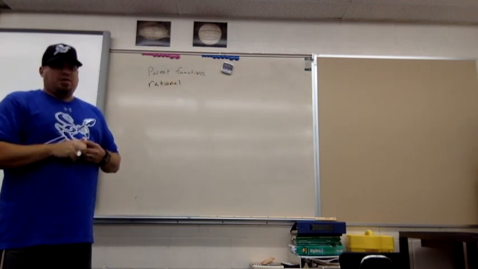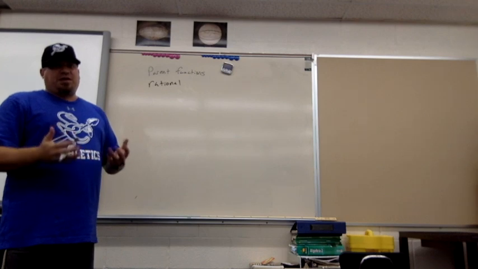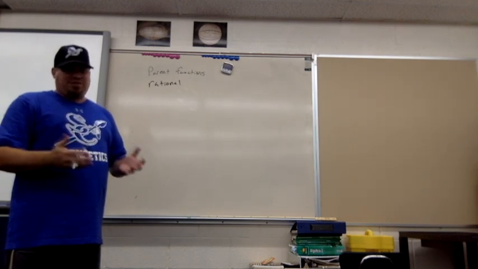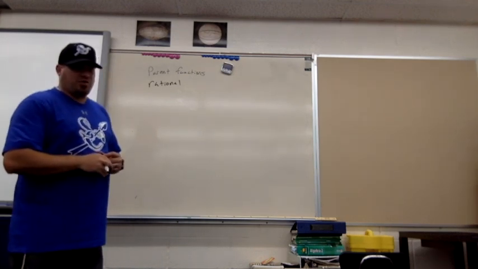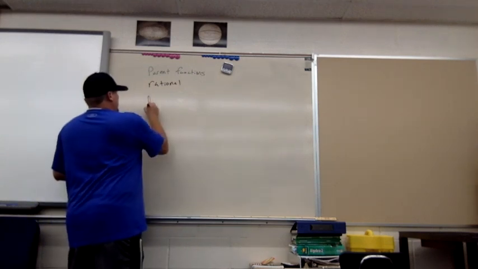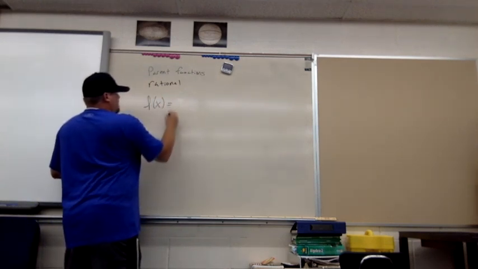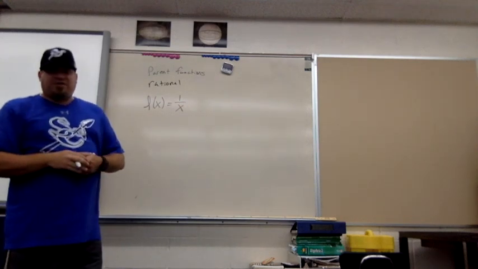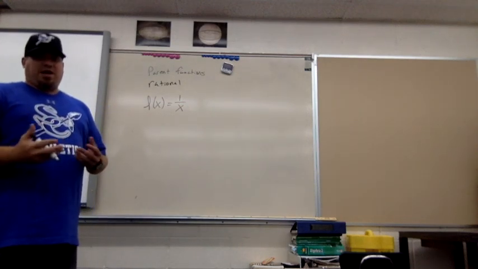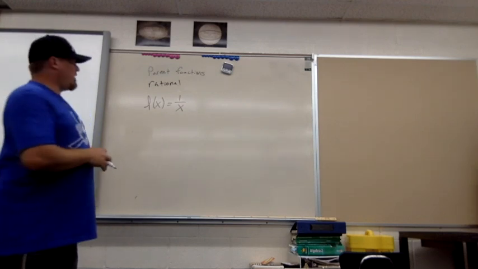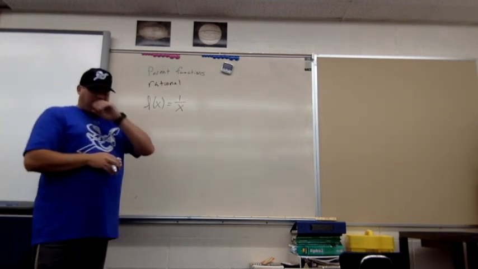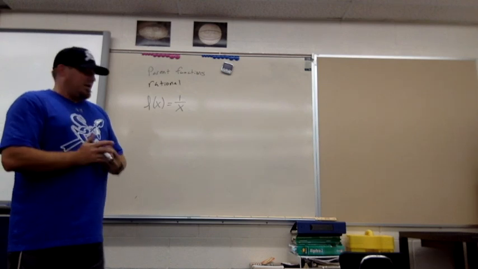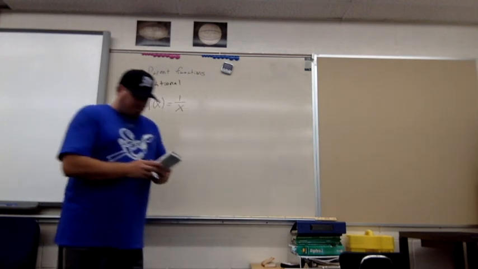All right? Rational numbers are anything that can be expressed as a fraction. That's the mathematical definition of a rational number. Okay, so our equation for a rational function is just f of x equals 1 over x. Pretty simple. It's basically the inverse of the linear function. Now let's go back to our calculator to see what that looks like.